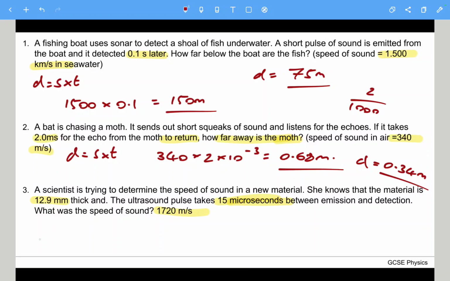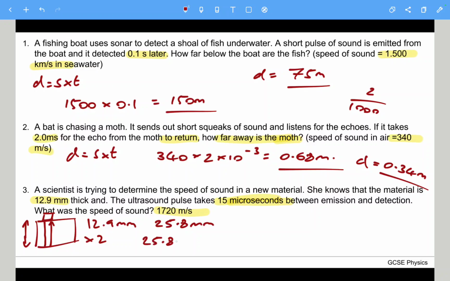So I'm going to draw a little diagram to help with this. So here's the material. So it's 12.9 millimeters thick. Now the ultrasound will be sent out from a device from the top. It's got to go down and come back up. So the actual distance that the wave will travel is 12.9 millimeters times 2. So that's 25.8 millimeters. And we actually need that in meters. So you could either divide that by 1,000, or you could simply write 25.8 times 10 to the power minus 3 meters.